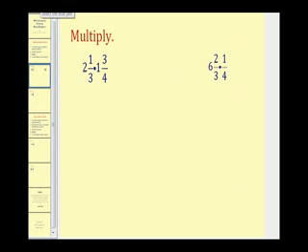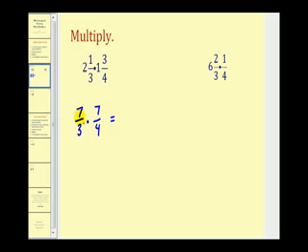So the most important thing about multiplying mixed numbers is we have to convert these to improper fractions. Remember, to do that we multiply the denominator times the whole number and then add the numerator. So 3 times 2 would be 6 plus 1, that would be 7, so we have 7/3 times, here we have 4 times 1, that would be 4, plus 3, and that would be 7/4. Now we go and treat this like a normal multiplication problem involving fractions. We try to simplify first.